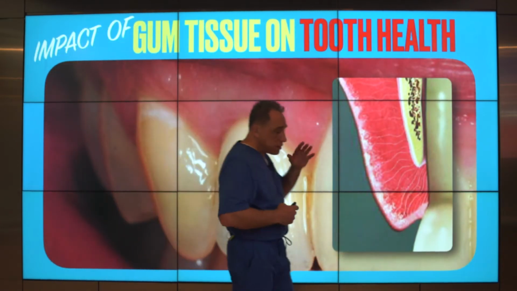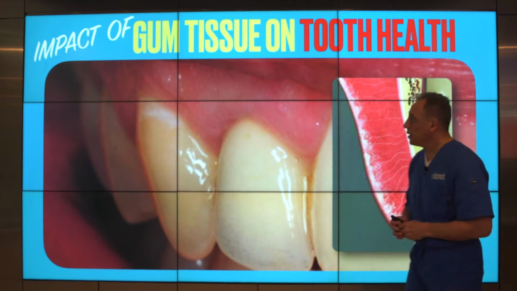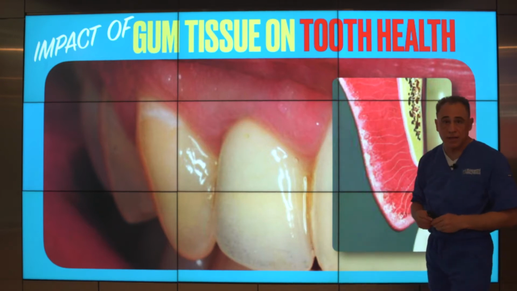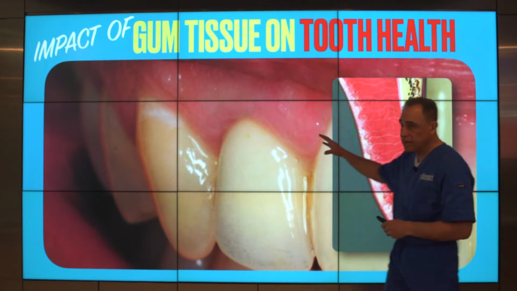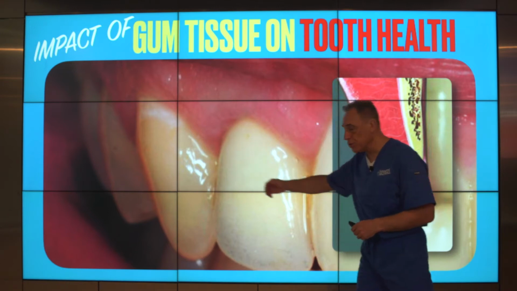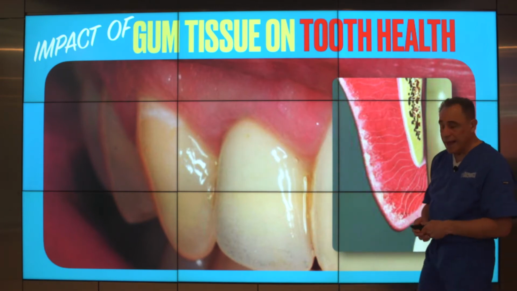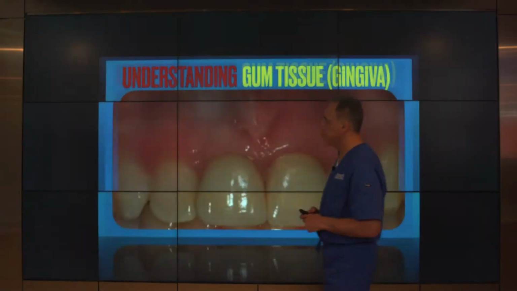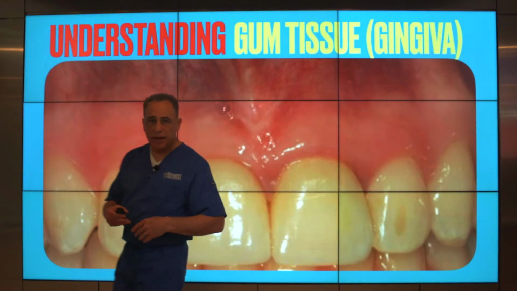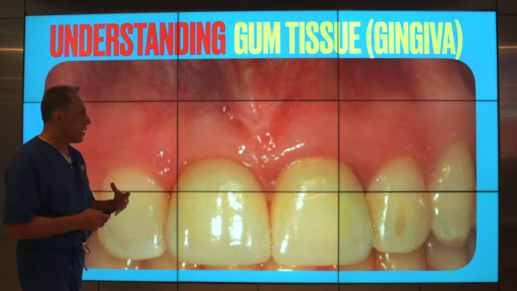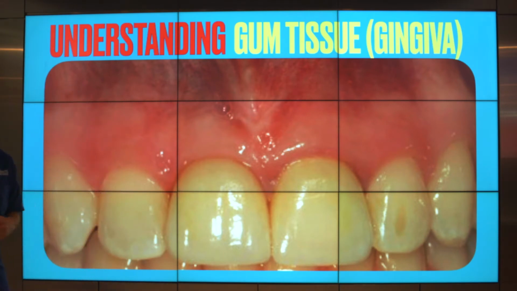The gum tissue is also very important in preservation of the health around our teeth. The healthier and thicker the gum tissue, the better and healthier the underlying bone and teeth in the long term. So it's important to understand what gum tissue is and what are its characteristics.